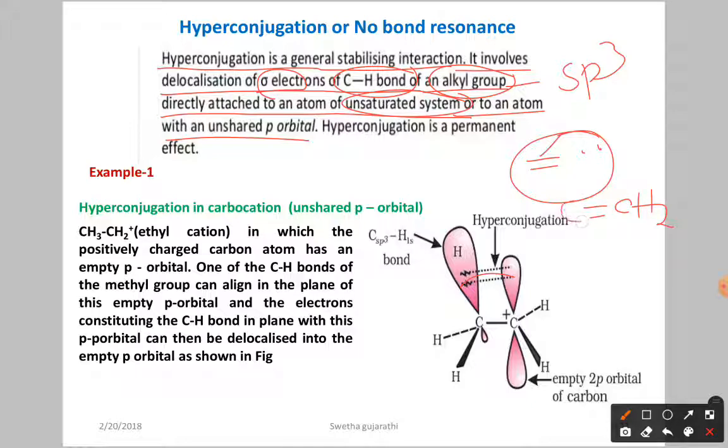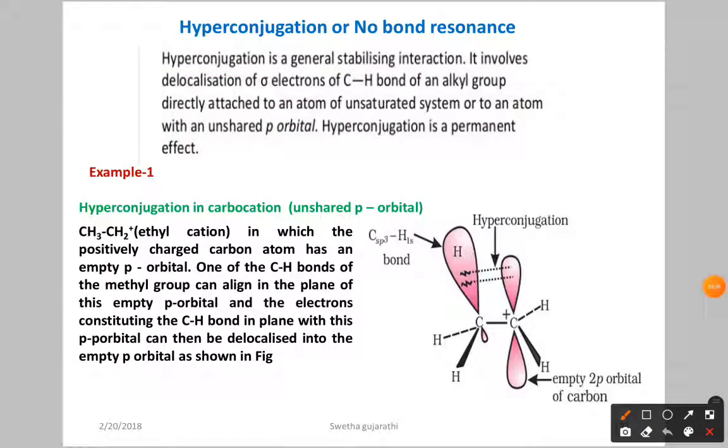If it's CH2, if it is attached to here, let me write it clearly. So anyhow, I will go for the example later. Either it is an allyl system, the example I will go through later. An atom attached with an unshared p electron, nothing but here a carbocation. If it is attached like this, what happens?